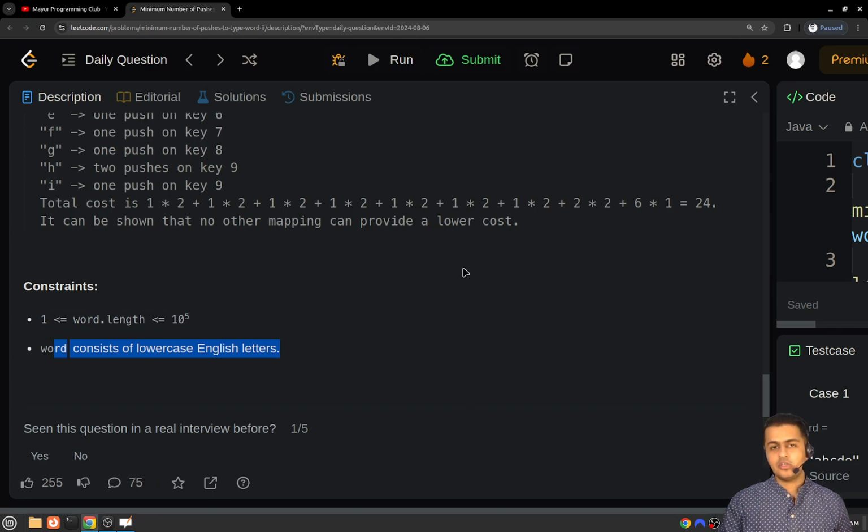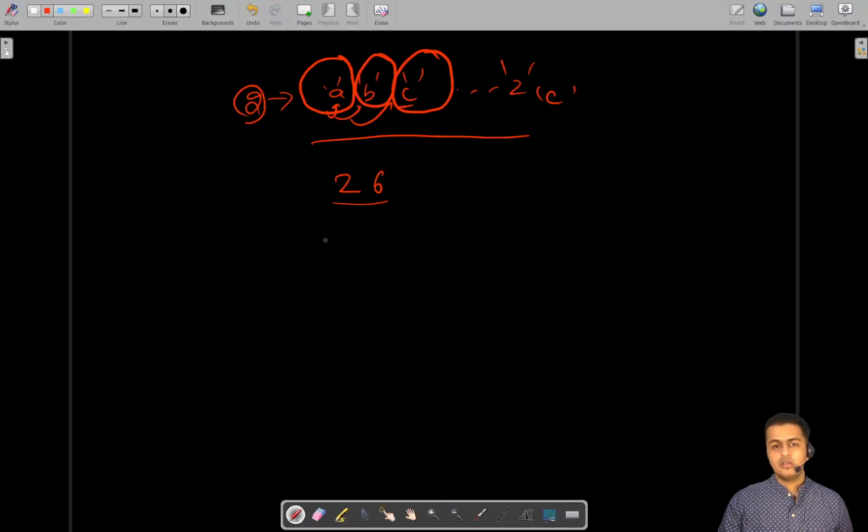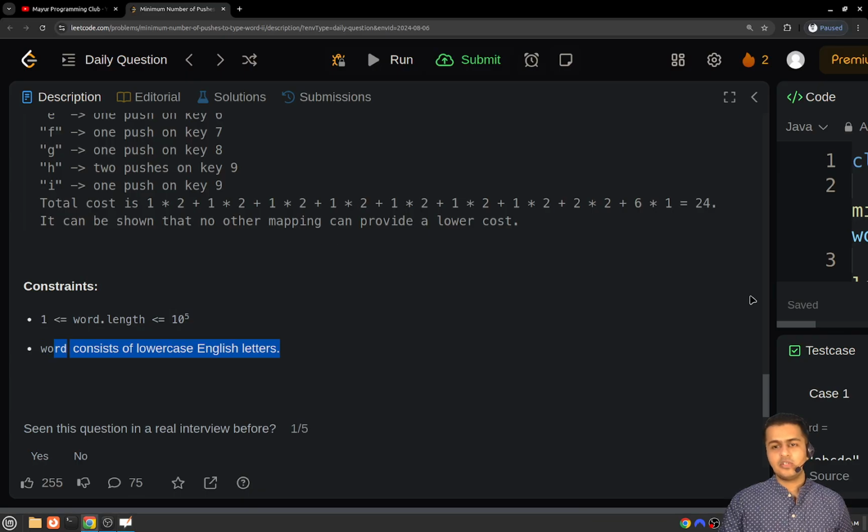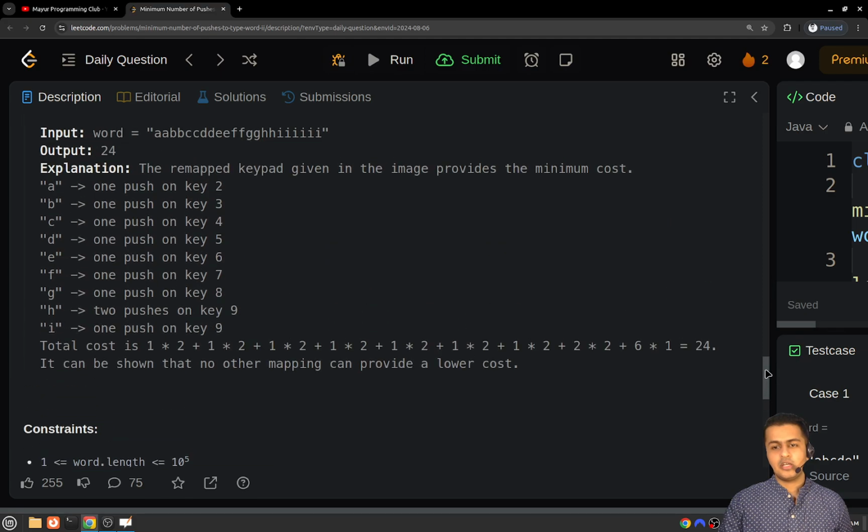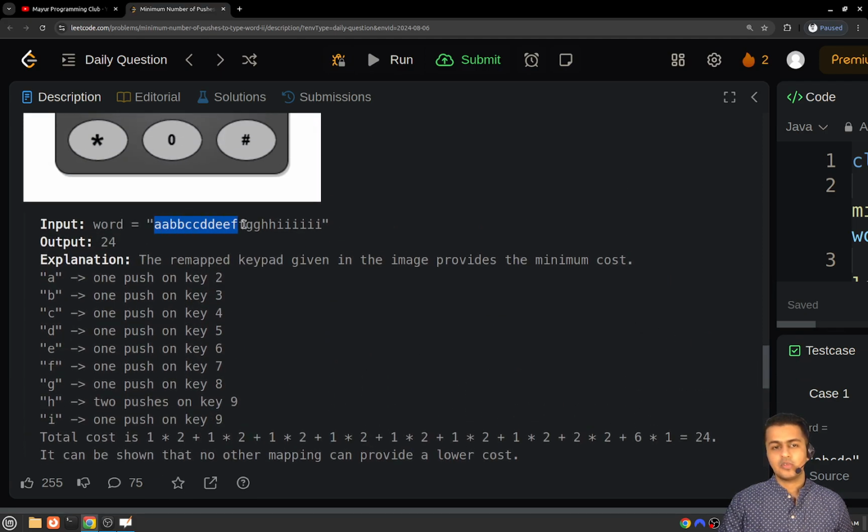So let's try to think of an approach for how we can solve this particular problem. Let's take one of these examples so that we can formulate an approach. Let's take the third one.